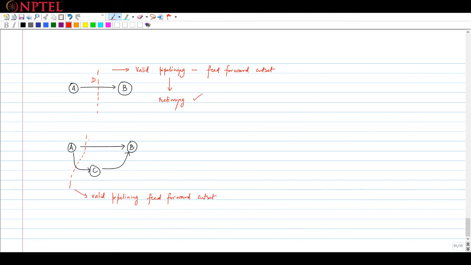Because by removing these 2 edges that are marked, the AB and AC edges, I have divided the graph into 2 parts with no edge directly going across from one side to the other. And at the same time, all the edges that were removed are always going from one side of this cut to the other. That's what I mean by a feed forward cut set. Another example of a feed forward cut set for the same thing would be this one. This is also a valid pipelining feed forward cut set.